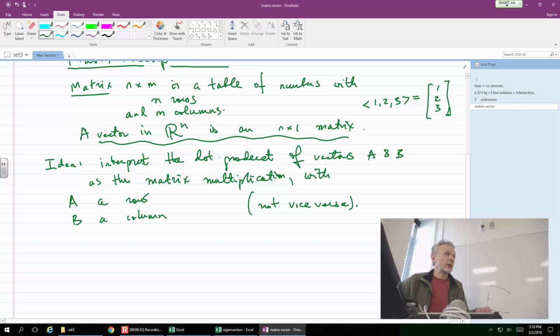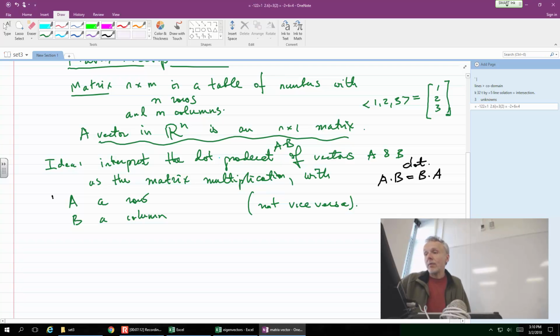So we are not interchanging them. A times B, dot product A dot B, is not the same as B dot A in that sense. Okay, so dot product is certainly the same. Well, let me make that clear. I'm not saying that it's not the same. A dot B is equal to B dot A. That's the dot product, right?